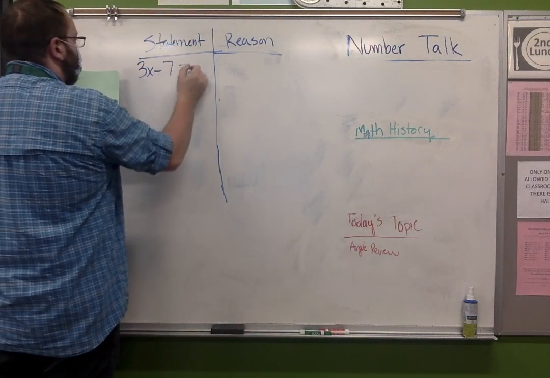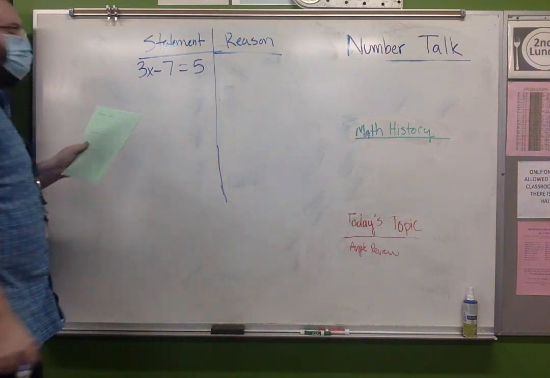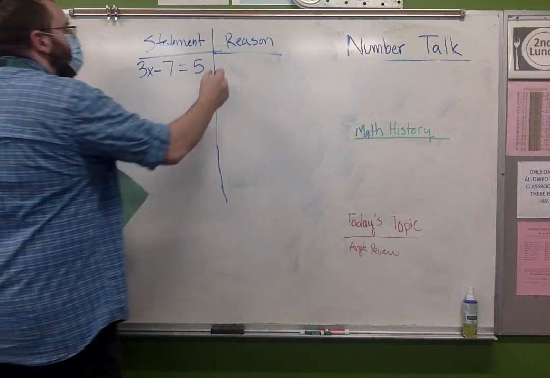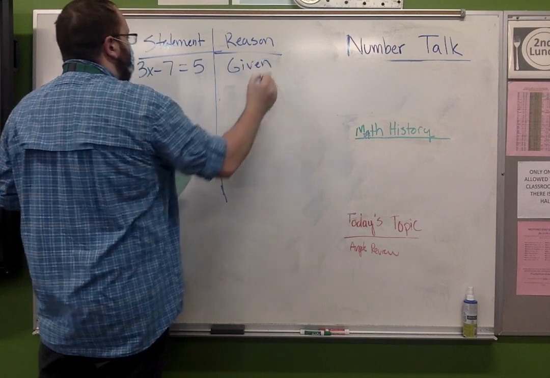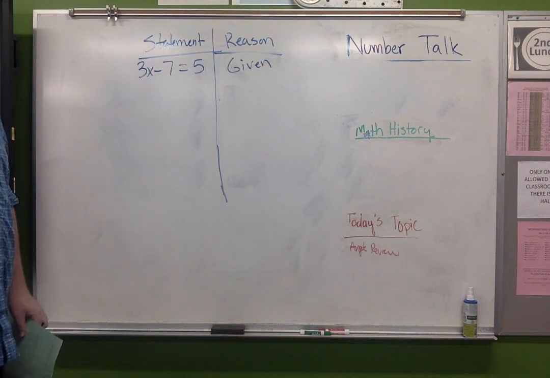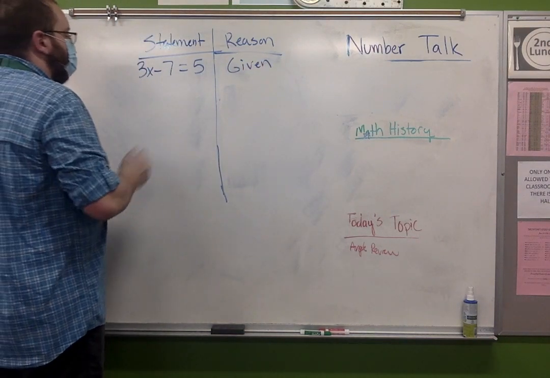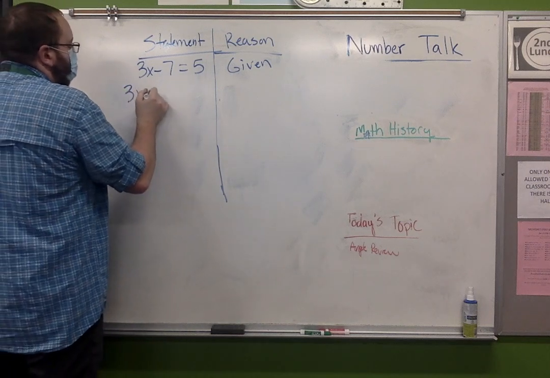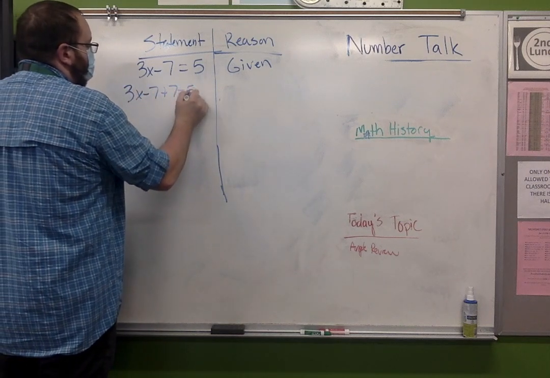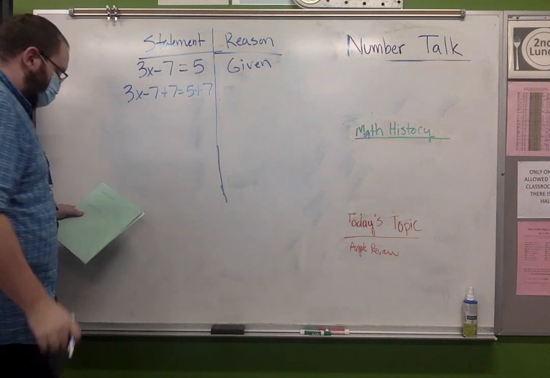So let's see. I have 3x minus 7 equals 5. I want to prove that x equals 4. This is my given. So your very first step that you're thinking of is, well, I've got to add 7 to both sides. So let's do it. 3x minus 7 plus 7 equals 5 plus 7. I added 7 to both sides.